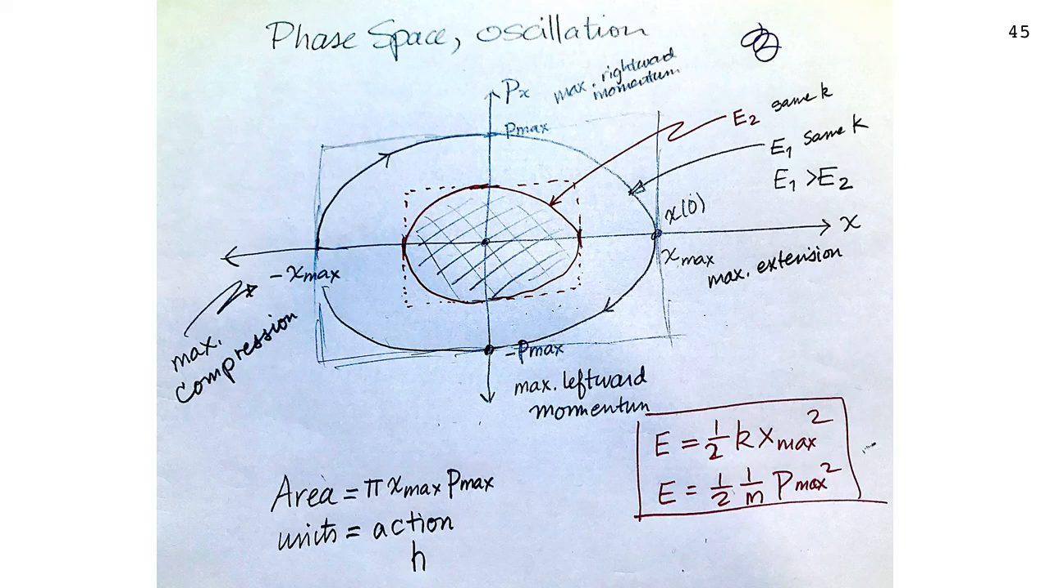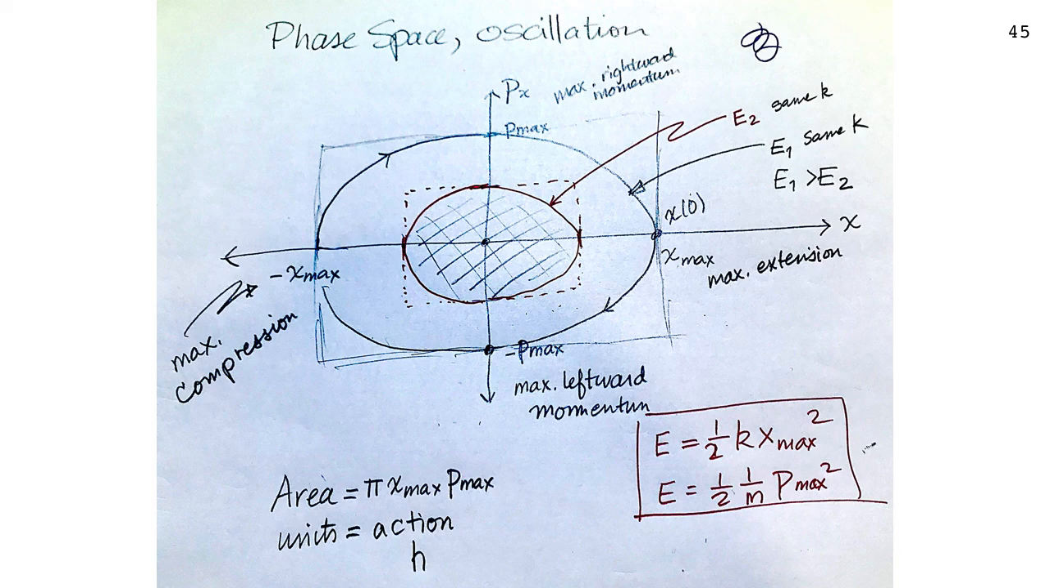So let's just think about this for a minute. Let's say that this is x at time t equals 0. So x of 0 is here, and you let it go. Now it's going to travel to the left, heading out for minus x max. That's going to be half a cycle later. And so it's going to have negative velocity and negative momentum.